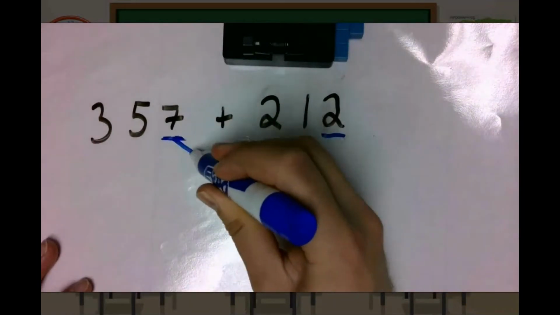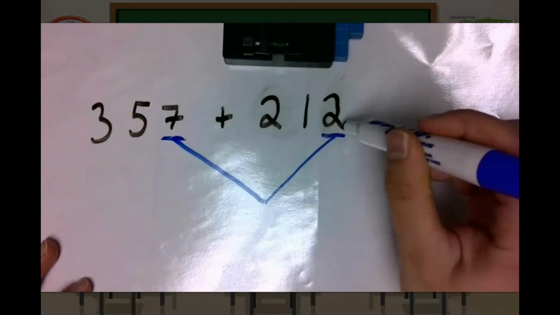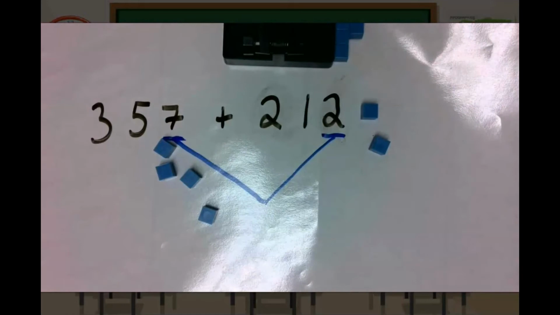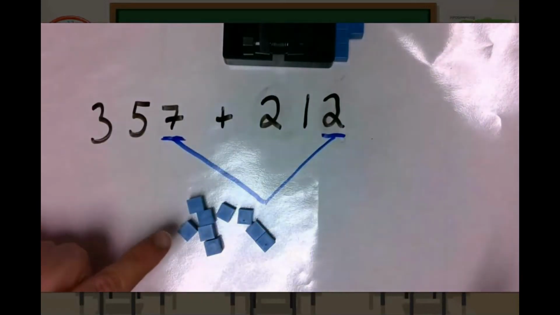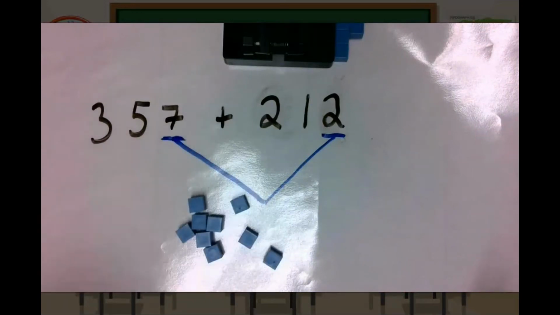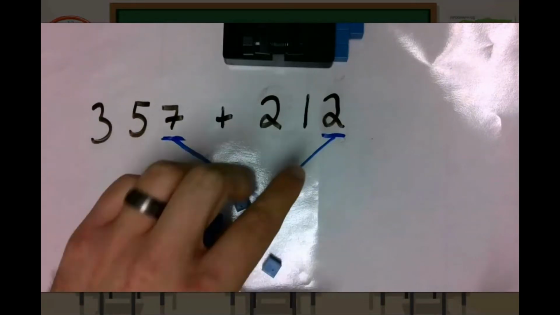Okay, so we're going to do our W strategy now. We're going to add 2 plus 7. We have 2 ones plus 7 ones. How many ones do we have? 2 ones, 1, 2, plus 7 ones: 1, 2, 3, 4, 5, 6, 7 ones. 2 ones plus 7 ones in total gives us, let's count, 1, 2, 3, 4, 5, 6, 7, 8, 9. Did you get 9 as well? 7 plus 2 is 9.